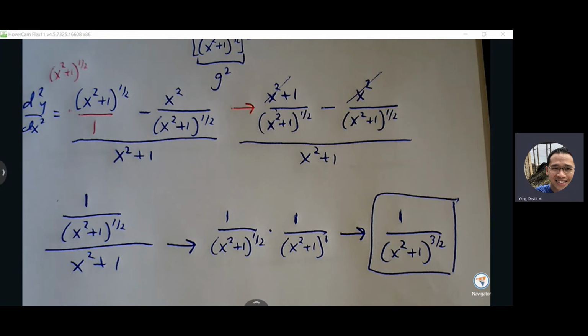If I multiply these two together, I'm going to add exponents because they're the exact same base. So what's 1/2 plus 1/2? 1. And 1 it's the same thing as just swapping.